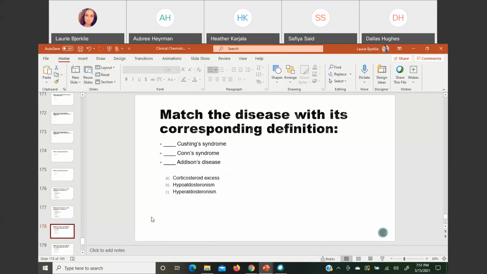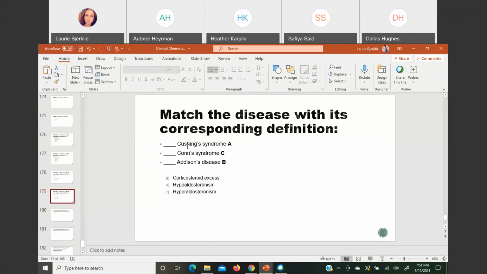Match the disease with its corresponding definition. These I thought were always super confusing, knowing which one is Cushing, Conn, or Addison's. So let's go ahead and take a look. Cushing's is all about excessive cortisol. In this case, they say corticosteroids, so extra amounts of cortisol. Conn's is too much aldosterone. Addison's is too little aldosterone.